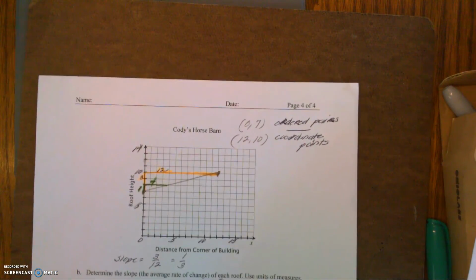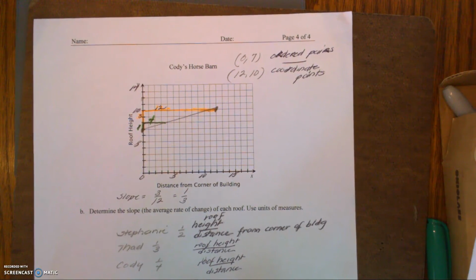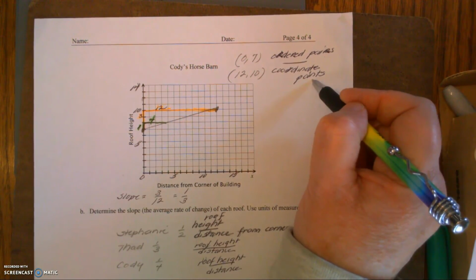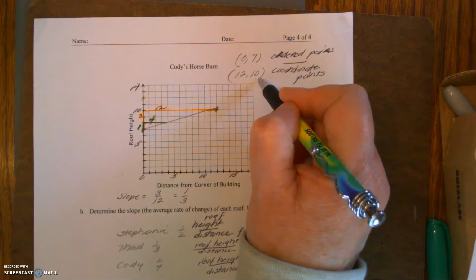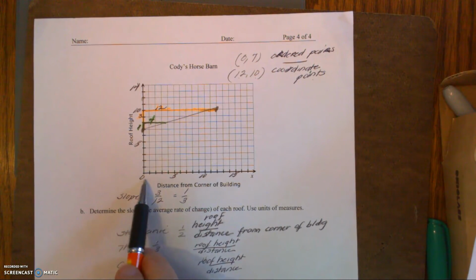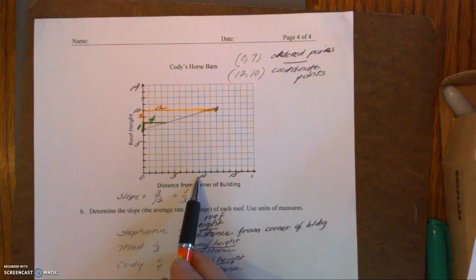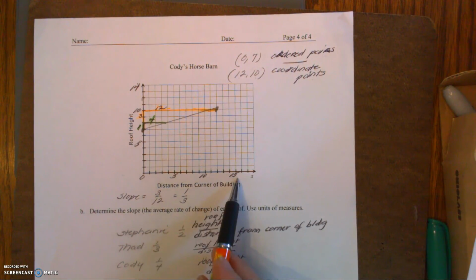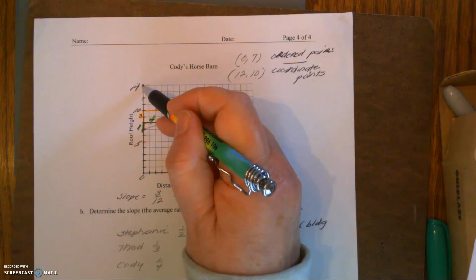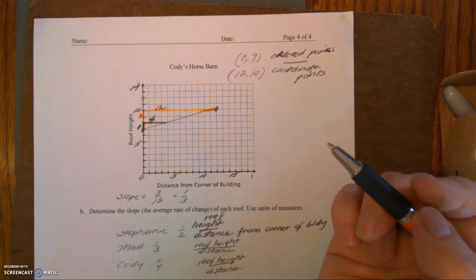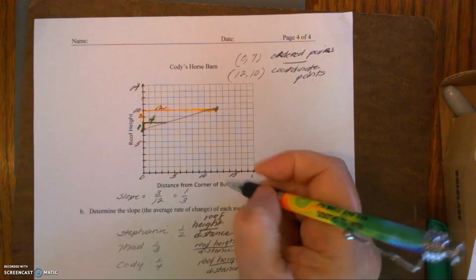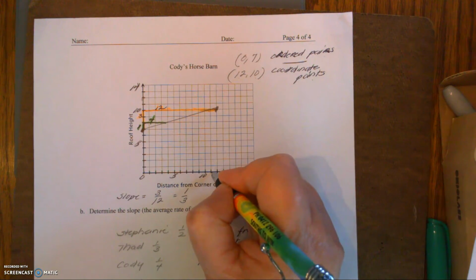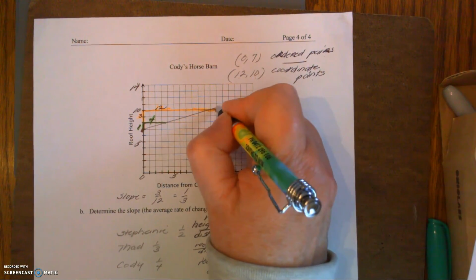And we have one more to look at, Cody's horse barn. And again, these are the ordered pairs of the coordinate points. I took them off the page before. So 0 and 7 and 12 and 10. So again, I scaled these 1, 2, 3, up to 15. And I scaled it 0 to 14 up here, 1 point each. So the first pair is 0, 7. The second point is we go to 12, and we go up to 10, and we make a point.